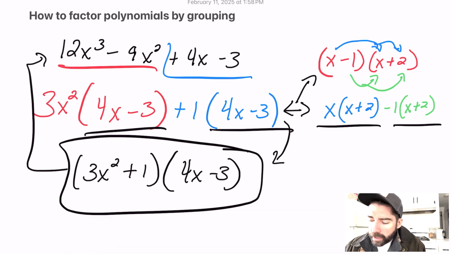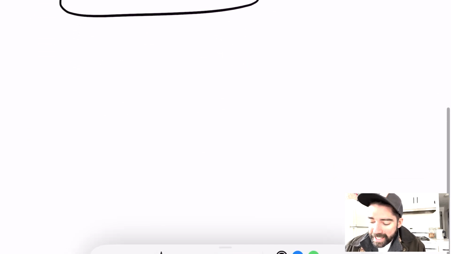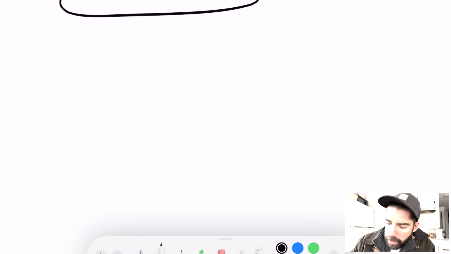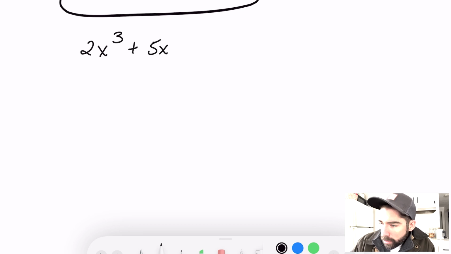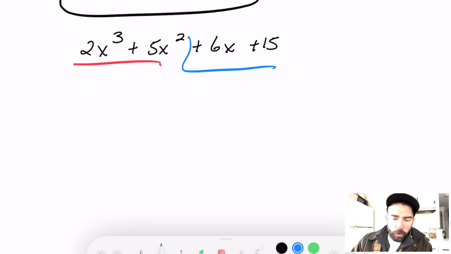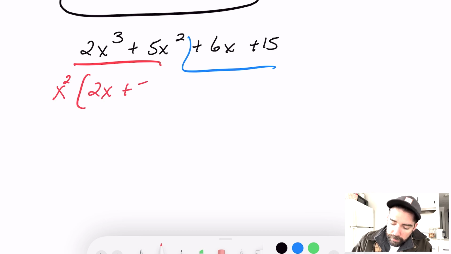Let me get your hands fully into this, and we'll rock it. We got 2x cubed plus 5x squared plus 6x plus 15. Again, my favorite way is do the first two terms together, do the second two terms together, as long as they're in order. And let's factor 2, 5, there's no number there, but x cubed and x squared, we can take out an x squared. So I got 2x plus 5 in that one.